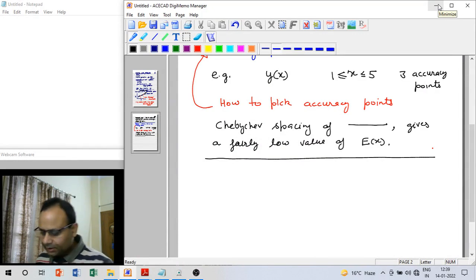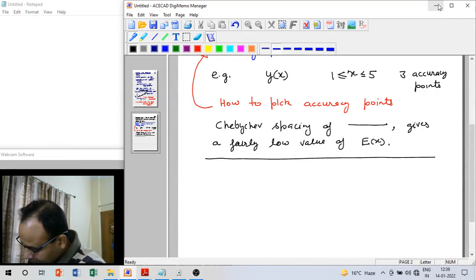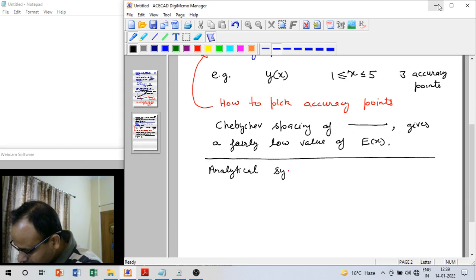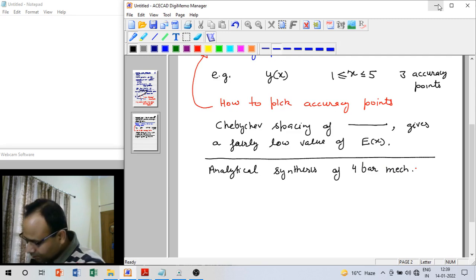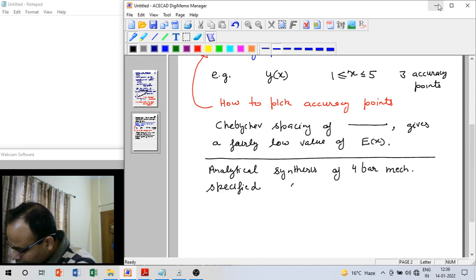Okay, now let us go through a situation of, let us say, analytical synthesis of a 4-bar mechanism, in which the following is specified. Say corresponding to theta of the input link, there is an angle phi of the output link. So this is given.